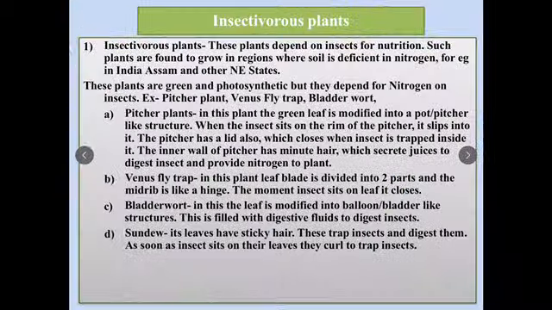There are four types of insectivorous plants: pitcher plant, Venus flytrap, bladderwort, and sundew. In all the insectivorous plants, it is only the leaf which always gets modified, not the root, not the stem. In all these four plants, the leaf is getting modified. The leaf becomes very beautiful. Why beautiful? To attract the insects. So they become very beautiful structures.